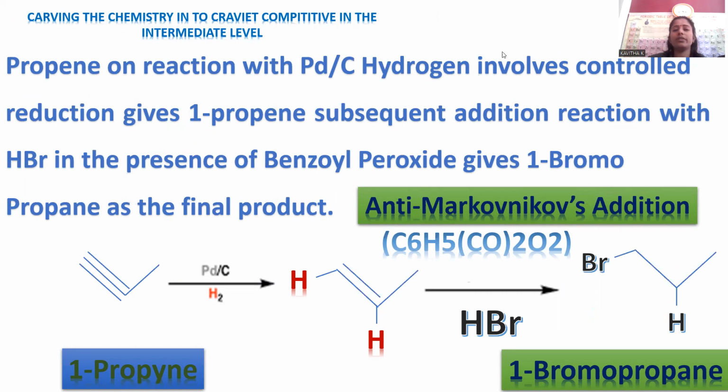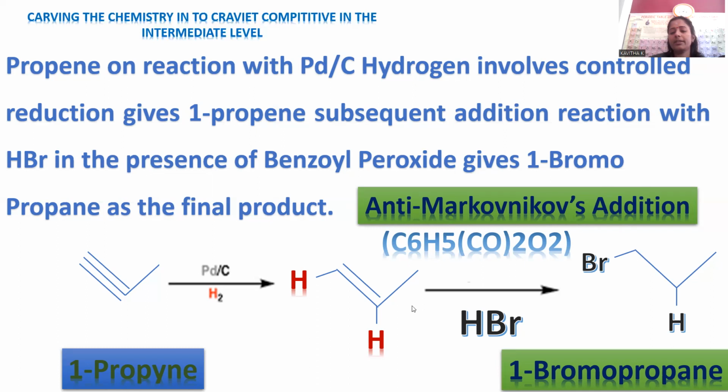But what we are doing is controlled reduction. Controlled reduction means only one bond should be reduced. Controlled reduction converts the triple bond into a double bond by adding hydrogen. Later, C6H5CO taken twice O2, this is called benzoyl peroxide. Under benzoyl peroxide, the addition reaction proceeds with anti-Markovnikov addition, totally by a free radical mechanism. And the addition reagent will be HBr, hydrobromic acid.